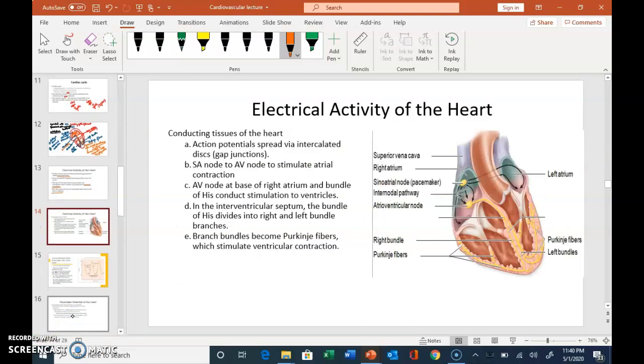Now this is another picture showing the electrical conducting system. So let's take a look at the picture first. On top right here, this is the SA node. The SA node starts firing action potentials, which spread all over the atria via gap junctions, and that helps the atria to depolarize. The action potential then hits the fibrous skeleton, which is located right here, but most of the action potential dies down, except for the AV node.